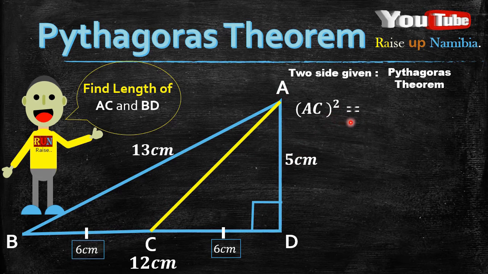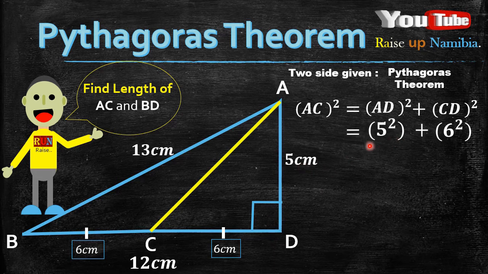AC squared is equal to, notice that now we are looking for the hypotenuse. Each time we are looking for the hypotenuse, what do we do? We add the shorter sides, which are these two sides. So we say AD squared plus CD squared. Okay? So what is our AD? Our AD is 5, so we square that 5 plus, what is our CD? Our CD is 6, so we also square that 6. So 5 squared is the same as saying 25. 6 squared is the same as saying 36. What is 25 plus 36? That will give us 61.